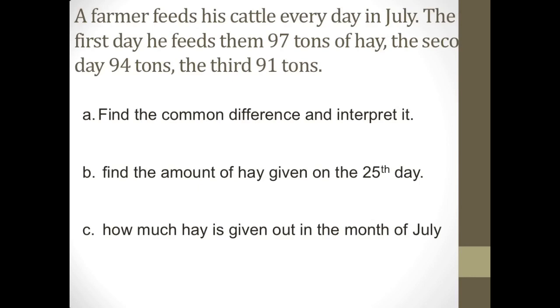Now we're going to try and put everything together in one problem. So we have a farmer, and he feeds his cattle every day in July. The first day, he feeds them 97 tons of hay, so that's going to be our first term, a sub 1. The second day, he feeds them 94 tons, so that is a sub 2. And on the third day, 91. That's a sub 3. Question A. Find the common difference and interpret it. So we're going to subtract the two consecutive terms, 94 minus 97, giving us -3.